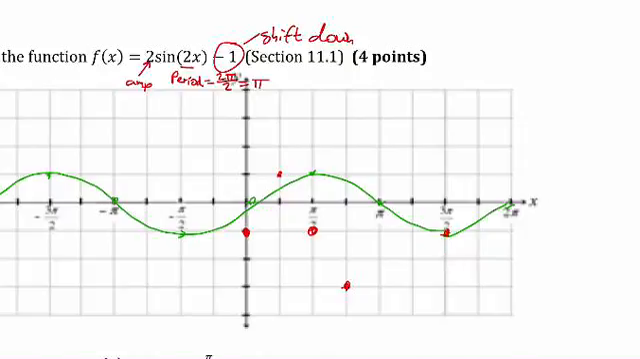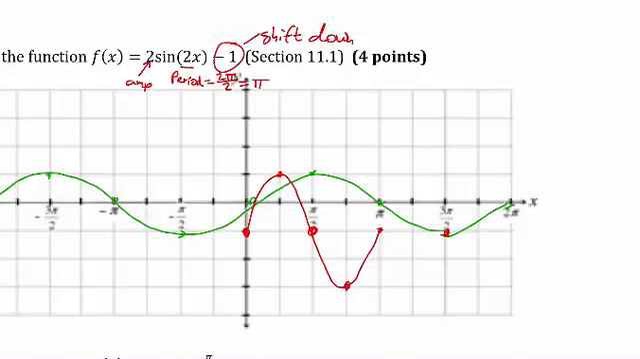And last one to complete a full wave, 2 pi, double its amplitude. Sweet, that was easy. Then horizontally compress it so that goes over here, and then shift it down 1 so it ends up over here. So this part of the wave ends up being here.